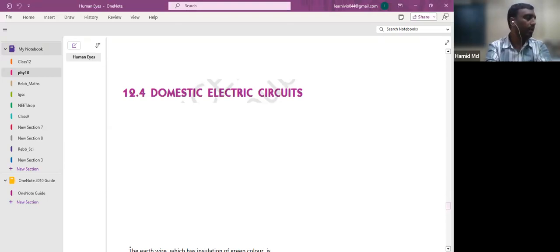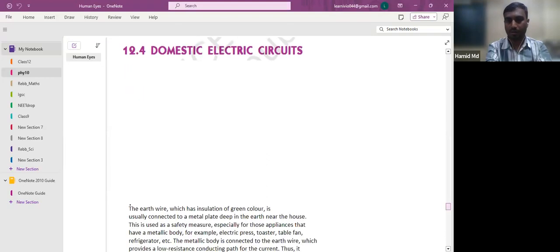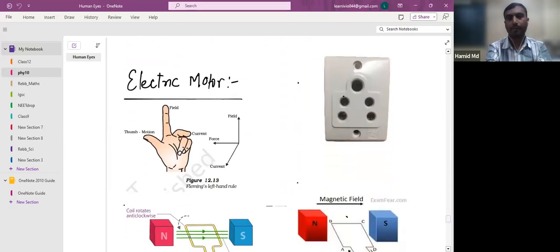And what else did we study? If the current is in the direction of the middle finger, and the field is in the direction of the forefinger, then the thumb will show you the direction of motion, or force. Clear? This was the Fleming rule.